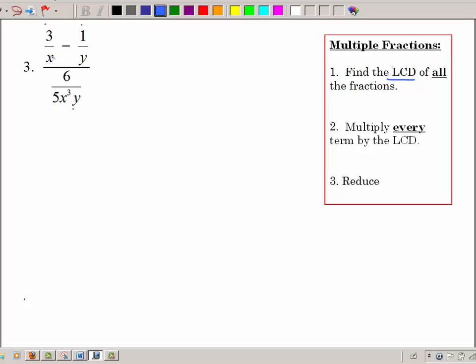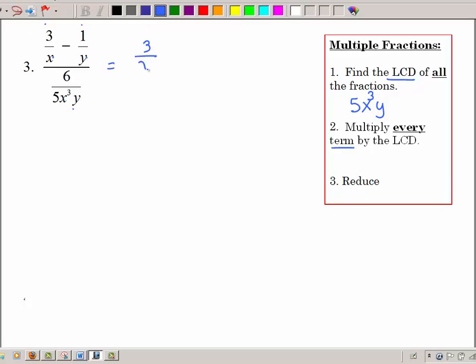Remember, we have to write down one of every kind of factor. So we notice we have a 5, an x, and a y, and then we need to raise it to the highest power on each factor, so I need that x cubed. So that's my least common denominator of all 3 fractions. Now I'm going to multiply every term by that least common denominator. I need to write this where I have a little bit more room.